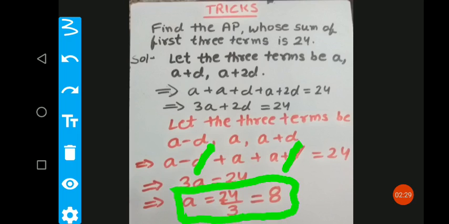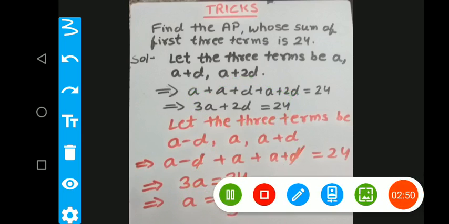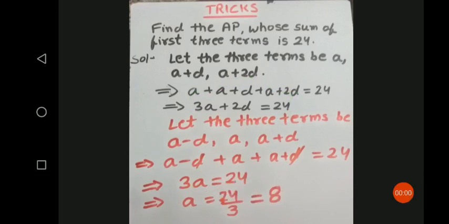So now A is known to us, and earlier we had one equation. If we put the value in that equation, we will get the value of D also, and hence we are able to find out the AP. Got it, students? So you can ask, is this the trick? It is just one example of the trick.